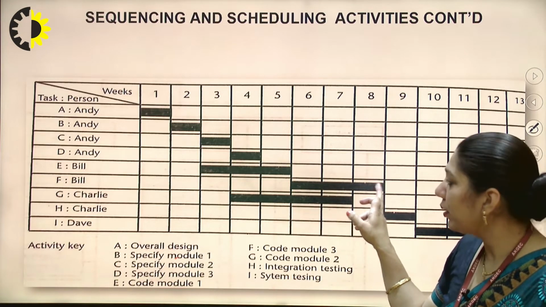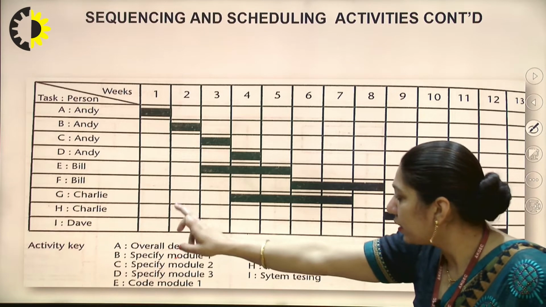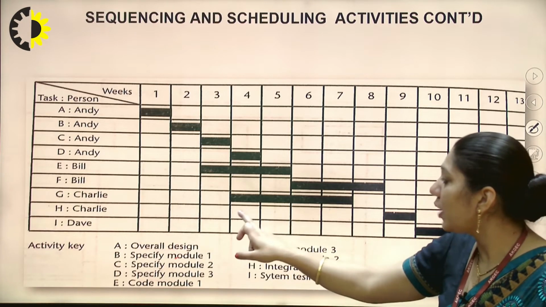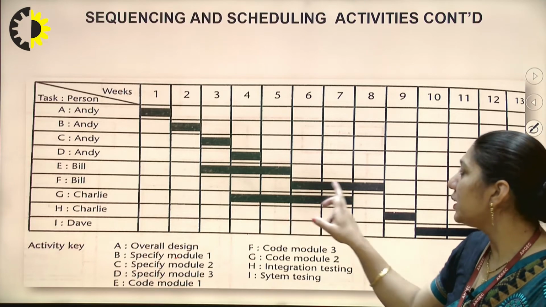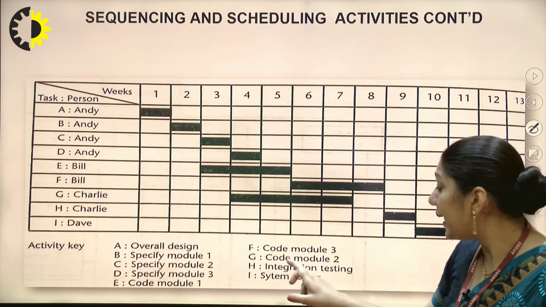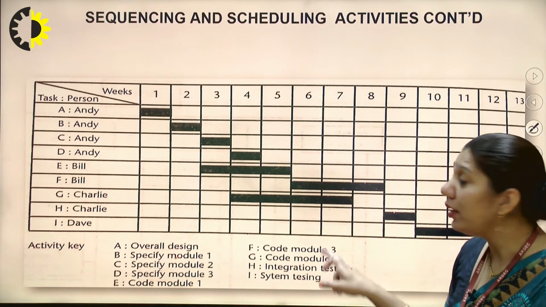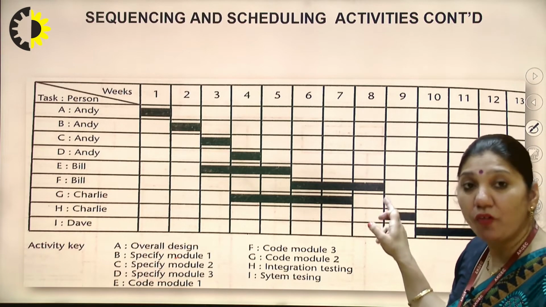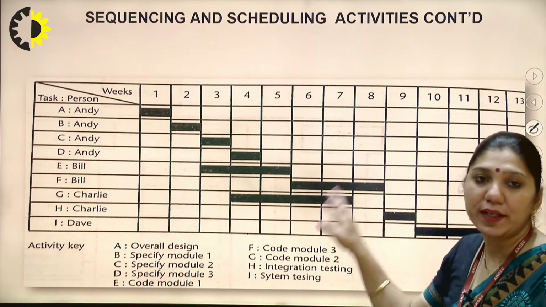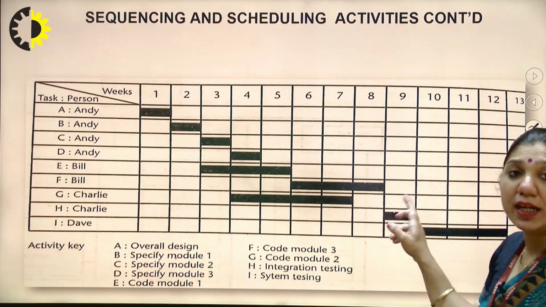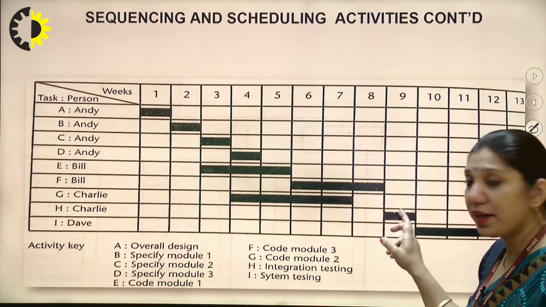Getting my point, everyone? Similarly, Charlie has G, he was assigned code module 2. He will start code module 2 from the 4th week and finish this work by the 7th week. Fine. Similarly, the H module, that is integration testing. The testing will be done when all the modules get completed. Till the 8th week of the project, all the work has been completed. Getting my point? Now the testing part has started, which is your 9th week, and here the completion part is there.